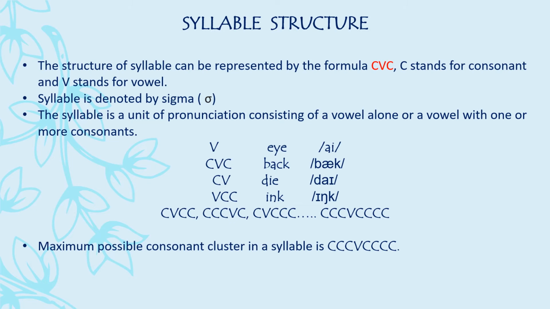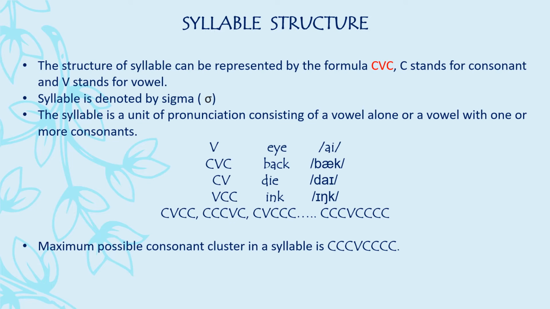The syllable is a unit of pronunciation consisting of a vowel alone or a vowel with one or more consonants. So here I have some examples for you. The word I, it has the diphthong I. So it is just a vowel.